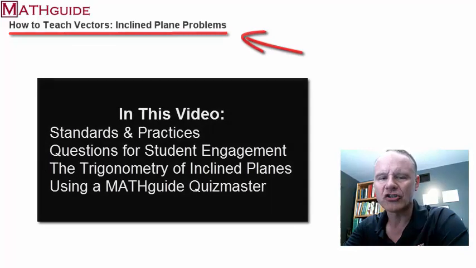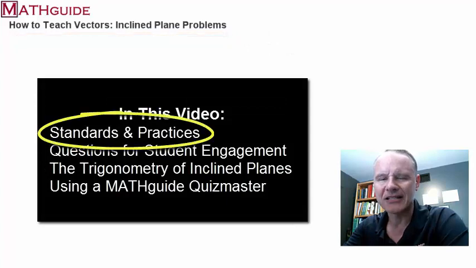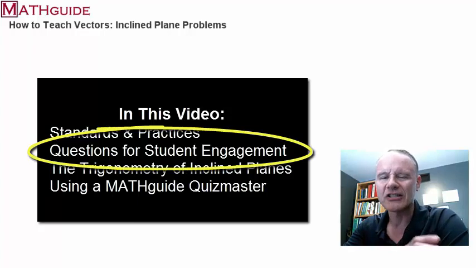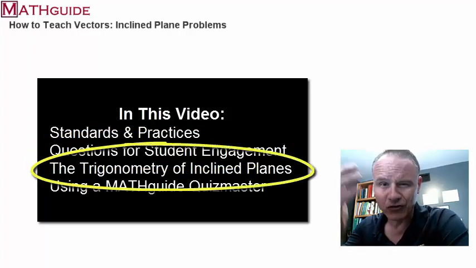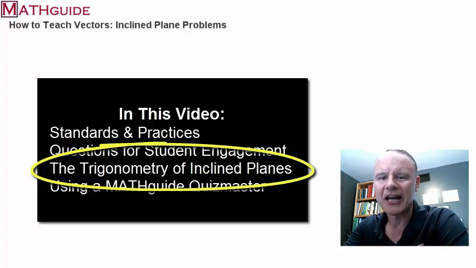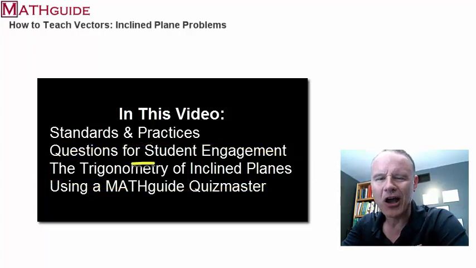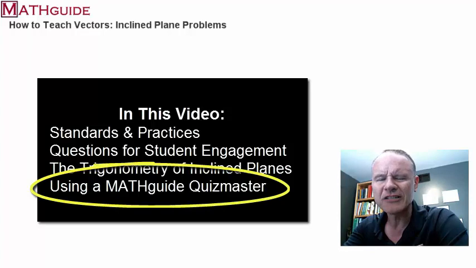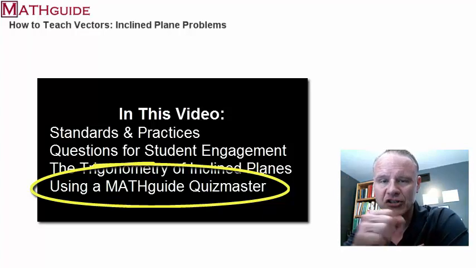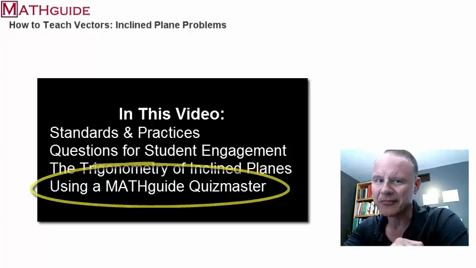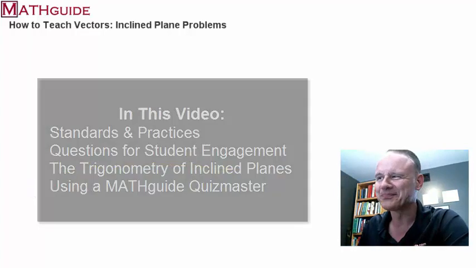So first we're going to talk about the standards and practices that will be addressed. Then we're going to talk about several questions that will lead to student engagement. We're going to get into the actual trigonometry of inclined planes. And then we're going to talk about how MATHguide's Quizmaster can be used to assess students and why this assessment is important for teachers and for student feedback. Let's get started.